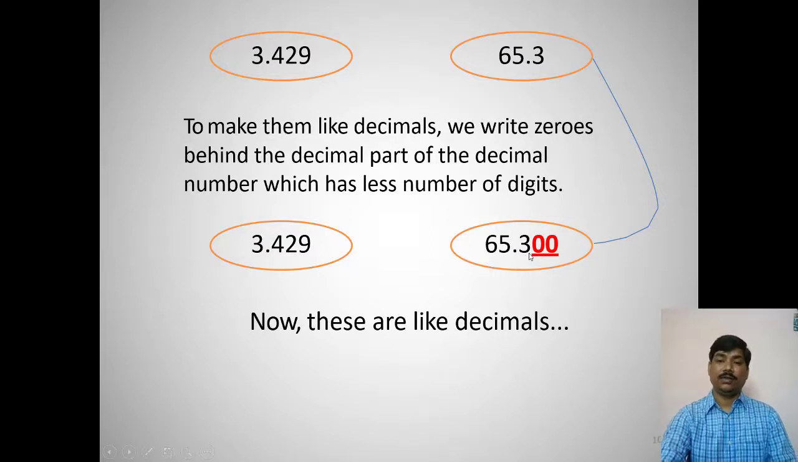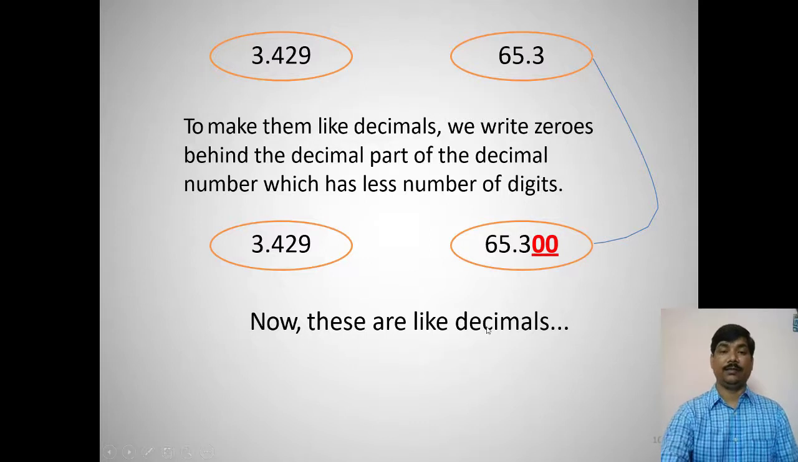Now here also there are 3 digits, but the value will remain the same. Why? Because the 0 is multiplied by its place value, it becomes 0, and the other 0 is also multiplied by its place value, and it also becomes 0. When we add the values, there will be no change. So now these are like decimals.